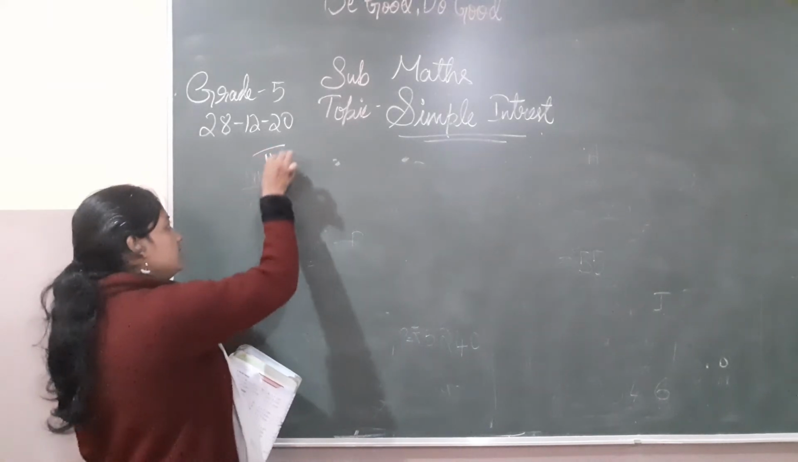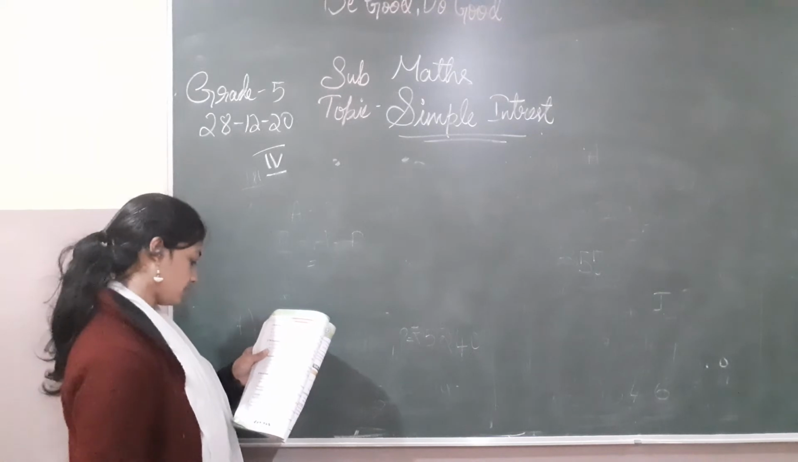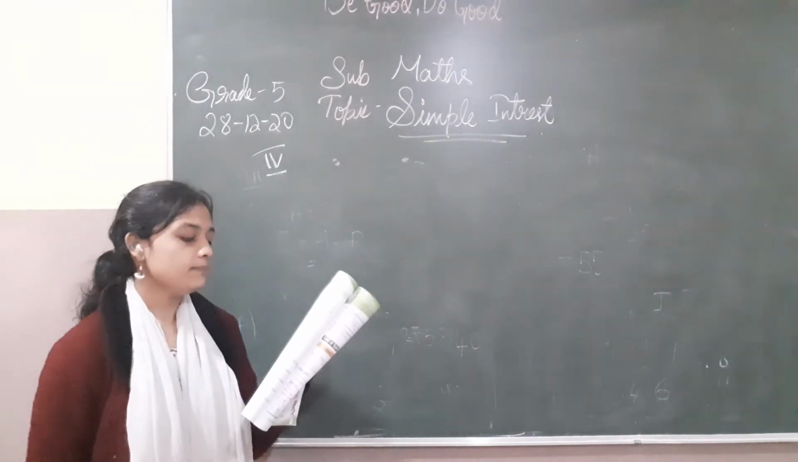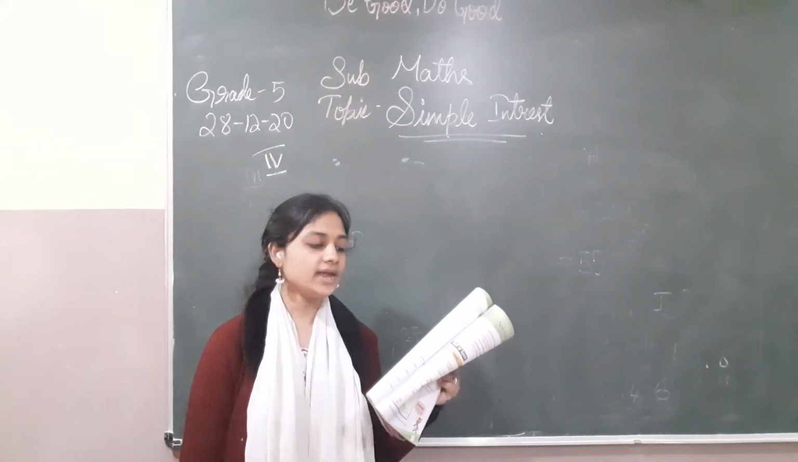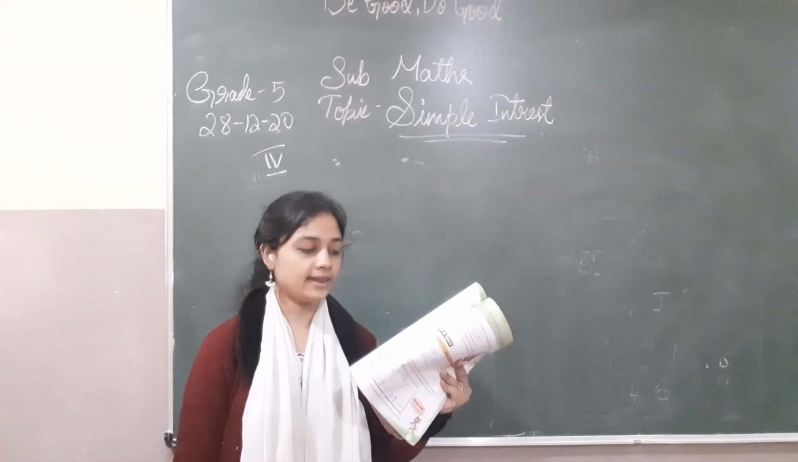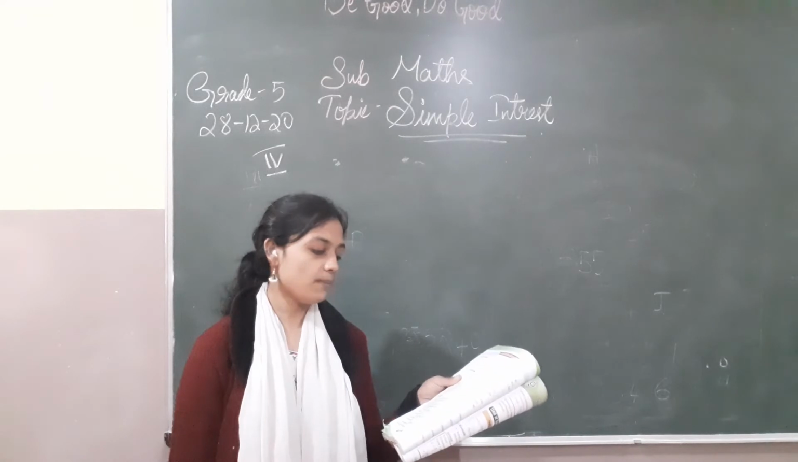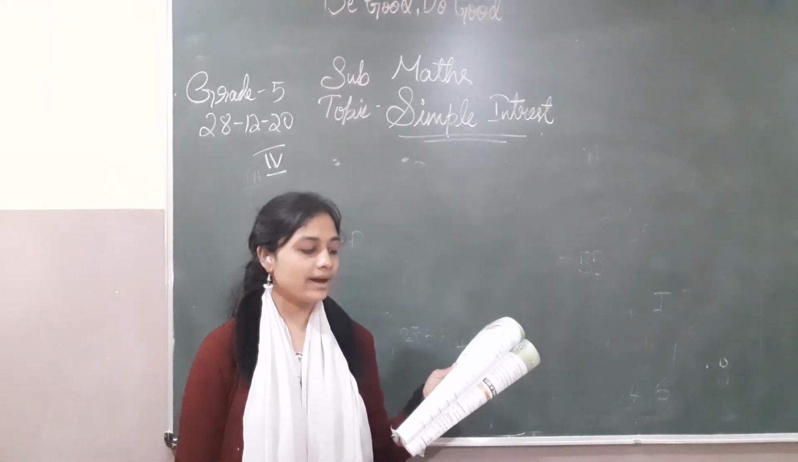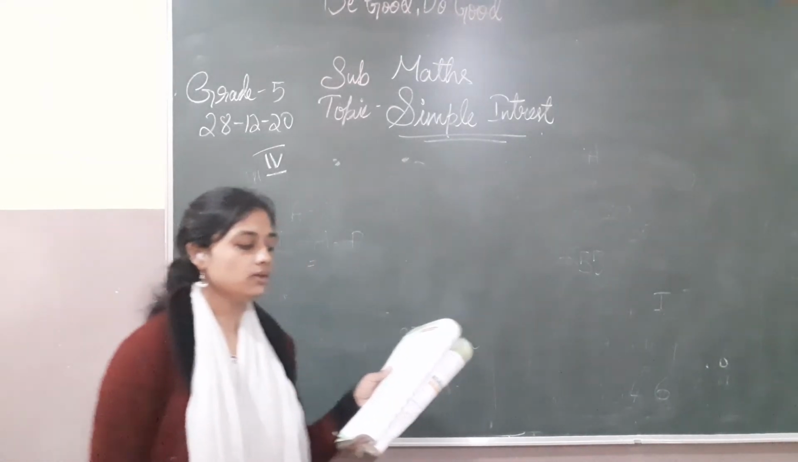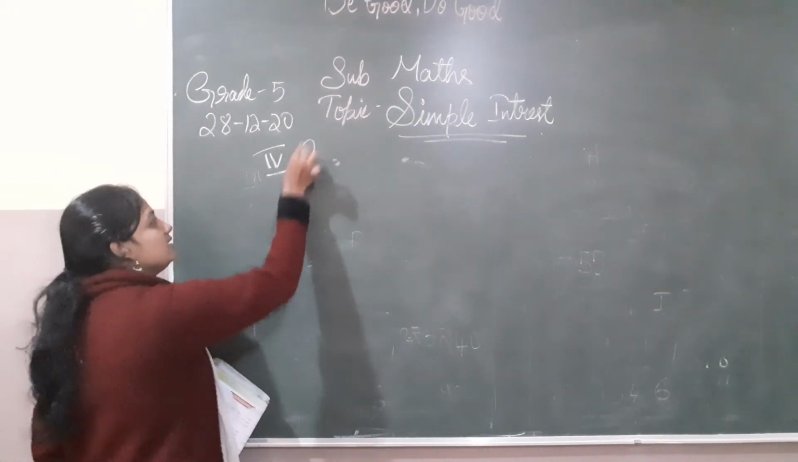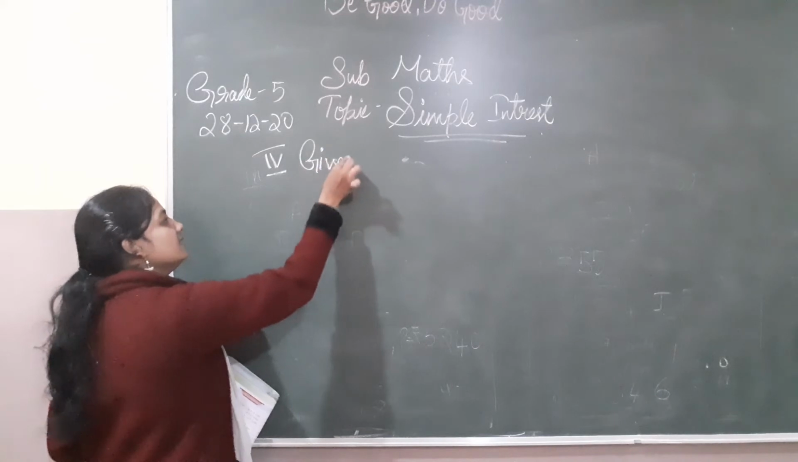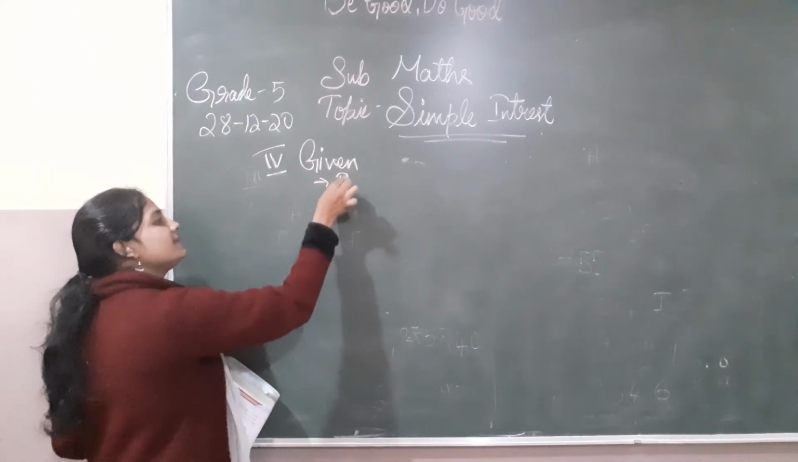First one. Meena borrowed rupees 800 from Asha at the rate of 3% per annum. She returned the amount in 6 months. How much did she return? So, the amount which she takes is called principal. So, what is given here? Given is, first one, principal is given.